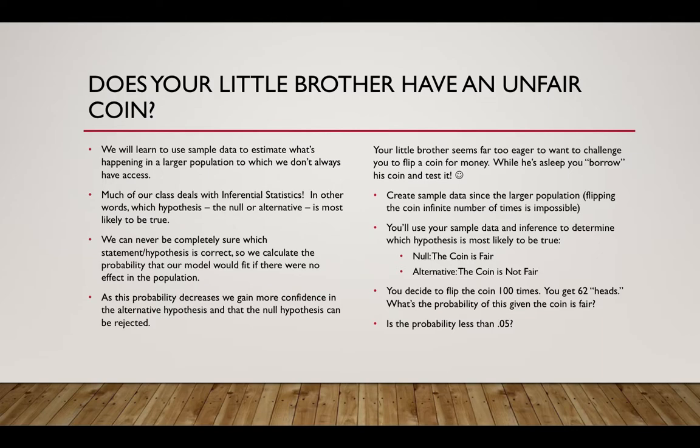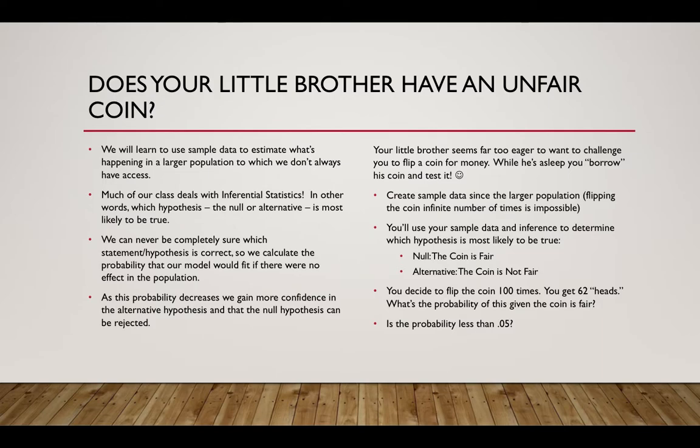The null here is the coin is fair. So the null is always kind of the status quo. It's kind of the lazy statement. And the alternative is really the motivation for the test. It's the aggressive statement. You must have some concern about the coin, or you wouldn't be testing it. So we embed that in the alternative hypothesis with the coin is not fair.